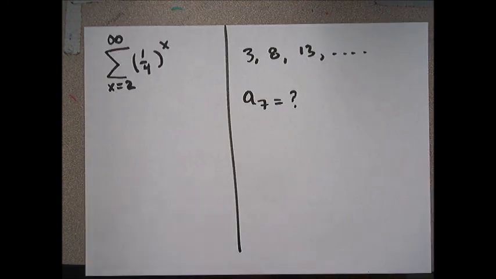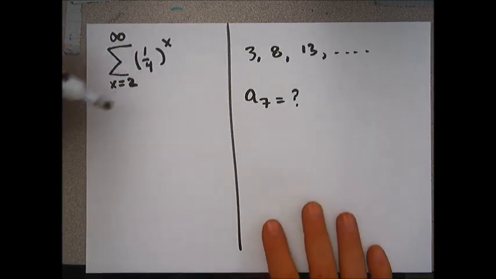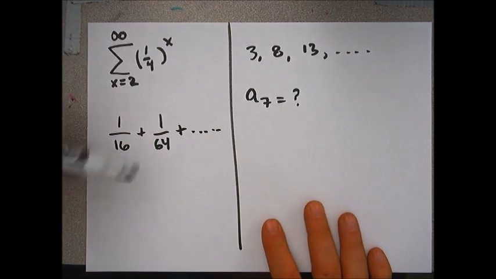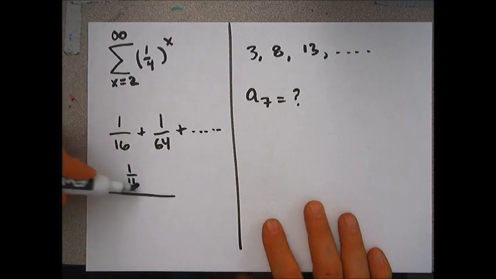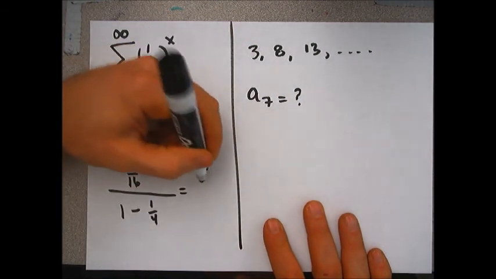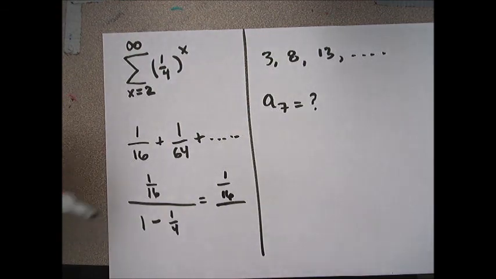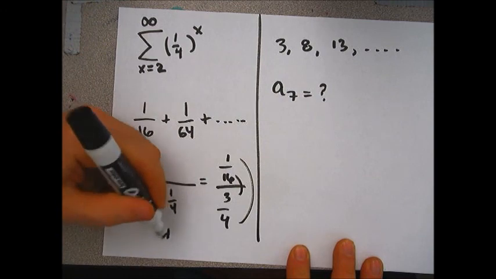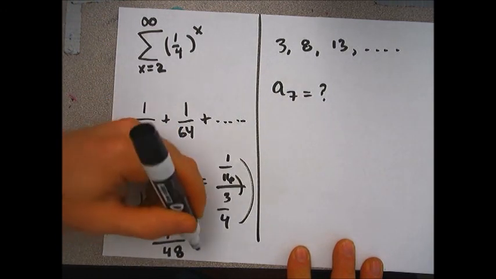Okay, the first one, the key to this is realizing that it tells you to start with 2, not 0. Whatever this is right here is what you start with. So if I plug in 2, 1/4 squared is 1/16. If I plug in 3, I have 1/64 plus so on. First term over 1 minus the ratio. The first term is 1/16 over 1 minus the ratio. This is 1/16 over, what is 1 minus a fourth? 3/4. Now we flip. So this is 4 times 1 is 4 over 48.